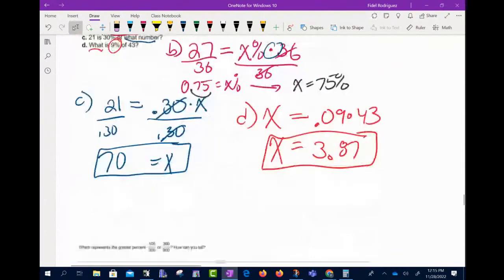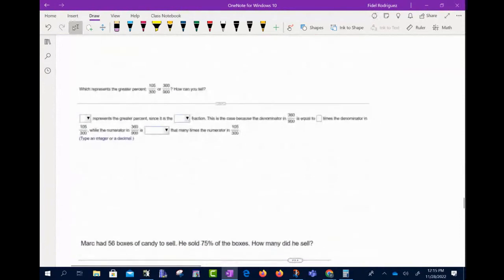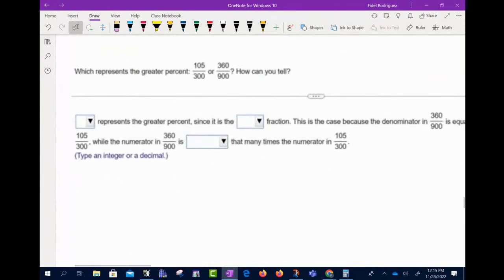So let me keep scrolling along here. Okay, and let's take a look here. It says, which represents the greater percent: 105 over 300 or 360 over 900, and how can you tell?